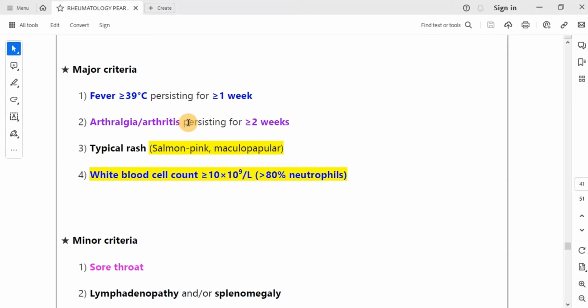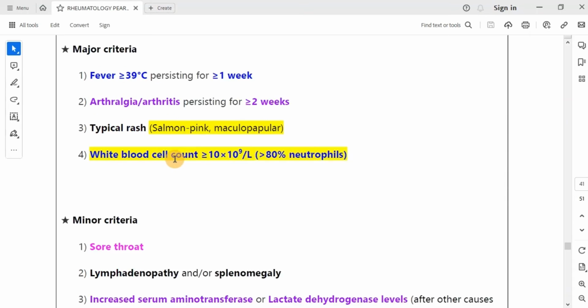Arthralgia or arthritis persisting for at least 2 weeks. Typical rash, salmon pink maculopapular rash. And the WCC count is usually greater than 10 × 10^9. There should be neutrophilic leukocytosis, and usually the neutrophil count should be greater than 80%.